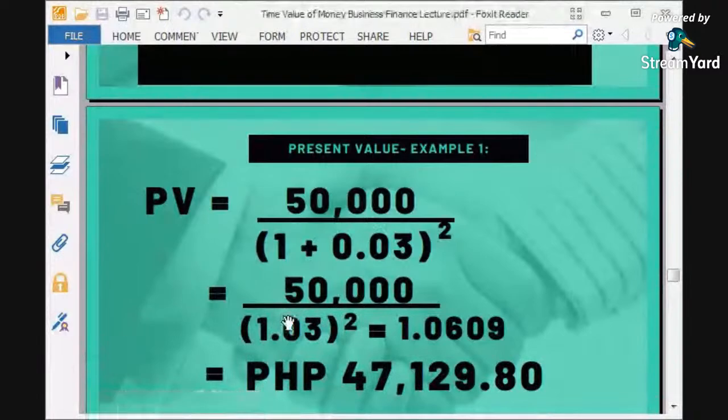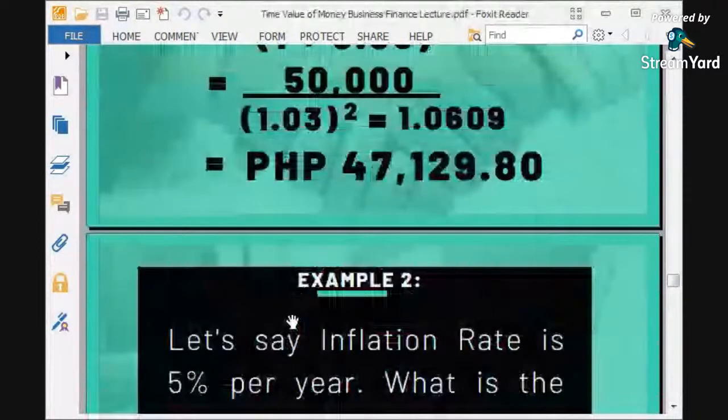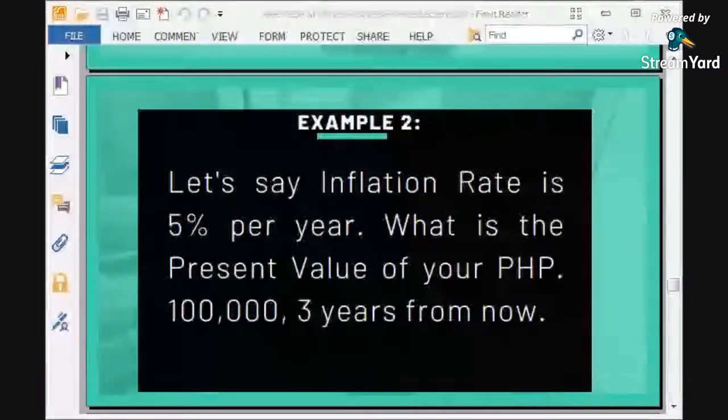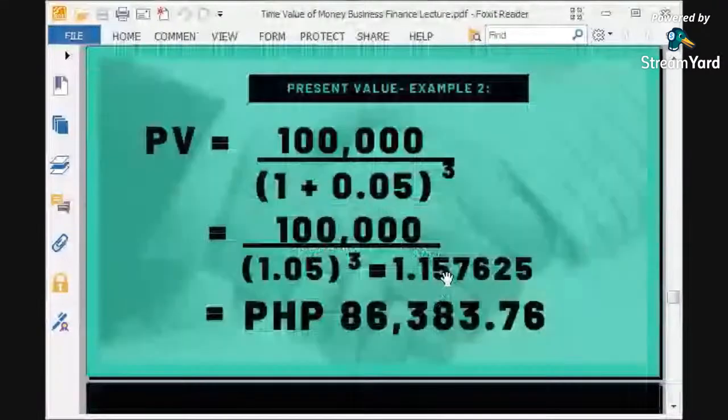So let's have another example. Okay. So let's say kung ang inflation rate is 5% per year. Let's say ang 100,000 pesos mo 3 years from now is anong value ngayon? So once again, kunwari meron tayong inflation rate na 5% per year. Ano ang value ngayon ng 100,000 pesos mo 3 years from now? Okay. So let's compute for the present value of the 100,000 pesos 3 years from now. Ganun pa rin using the formula.